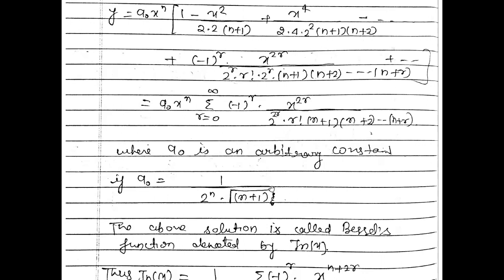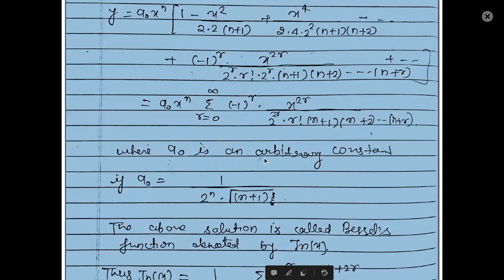Here a naught is an arbitrary constant, and the value of a naught is 1 upon 2 to the power n gamma n plus 1. This is your gamma n plus 1, and in place of gamma n plus 1 you can write n factorial. So the above solution is called the Bessel function, denoted by J_n(x). This is your Bessel's function and it is denoted by J_n(x).